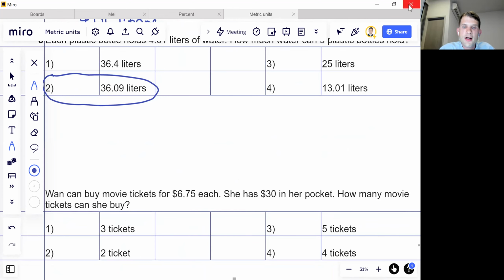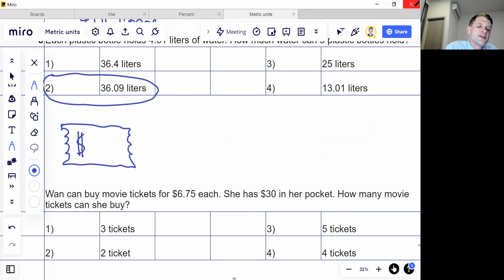She has $30 in her pocket. How many movie tickets can she buy? Okay, first, for this one, I'm just going to sketch out what one ticket looks like. We know that one ticket is going to be $6.75. So this is going to be one ticket here.